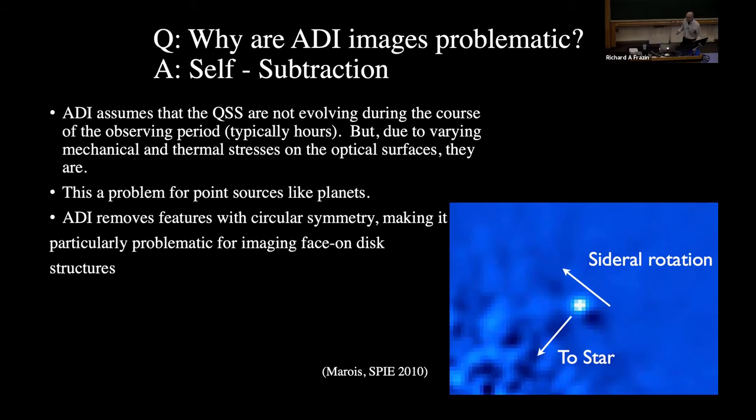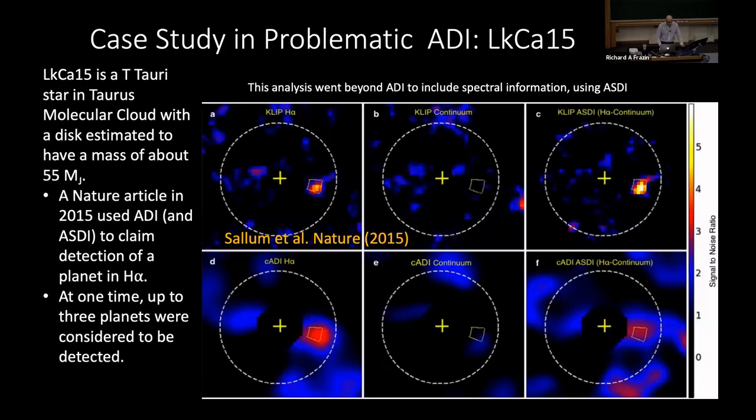And what's happening is that these speckles are evolving over the course of the night. So when you just use the ADI, you're not really subtracting the right thing. The poster child for problematic differential imaging is the star LKCA 15, and it's a T-Tauri system, and it's got a disk with 55 Jupiter masses in it, somebody thinks.